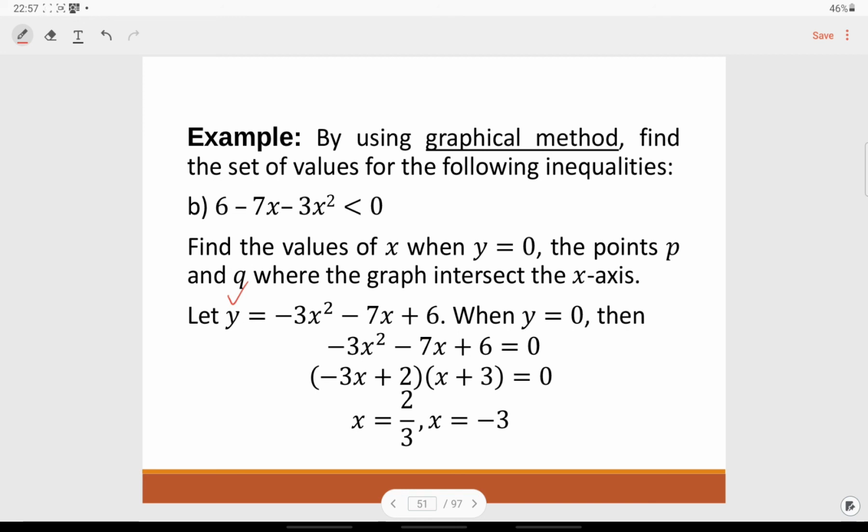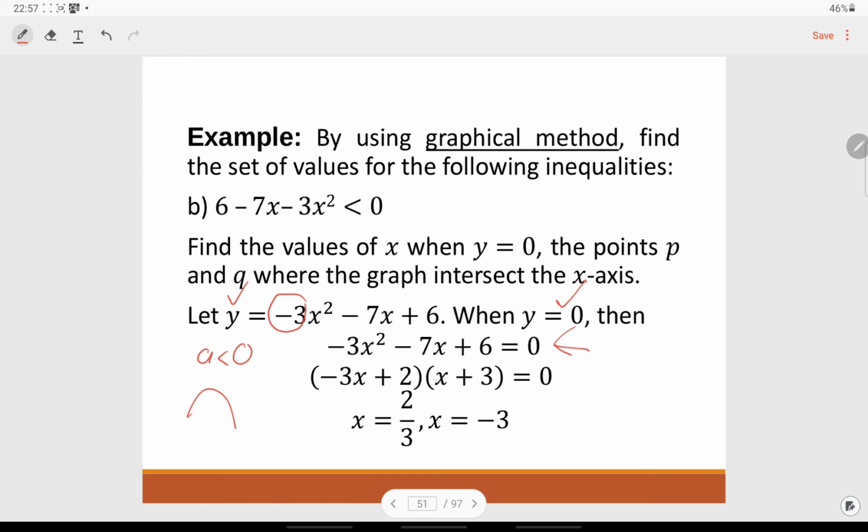Where are the A, B, and C? Especially in this case, we want to identify our A. So our A is negative 3. That means our A is less than 0. That means when we sketch the graph, the graph is in the sad form. Now we have the equation of y. The next task is to find the intersection points at the x-axis. That means we need to assign y equal to 0 and solve this equation.